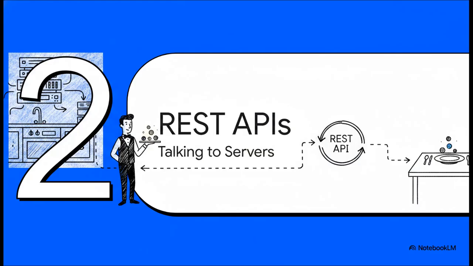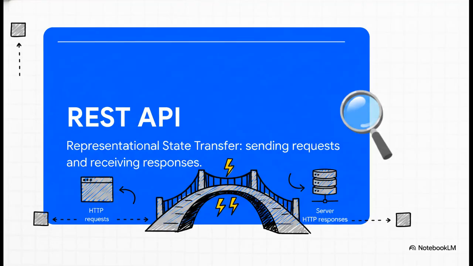Moving right along to part two, communicating with REST APIs. Okay, let's step out of the pantry. We're now meeting the waiter of our restaurant analogy, the REST API. REST stands for Representational State Transfer. In plain terms, it's the workflow bridge for the web. It's the standard way for a client, like the web browser you're using right now, to send HTTP requests to a server and then receive HTTP responses back. Literally, without this bridge, our web app is completely isolated, just sitting there.